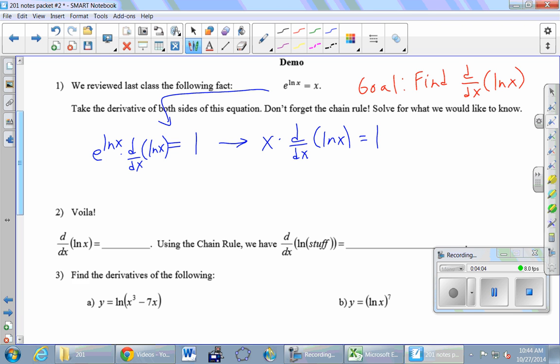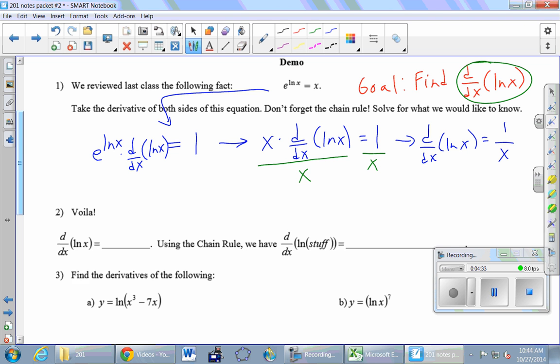And so we can then solve that equation for this thing right here, the derivative of ln of x. That's what we're after. What do we do to both sides to get that derivative by itself? We divide both sides by x. And then we're left with the derivative of ln of x equals 1 over x. That's it. That's the derivative of the natural log function. It's 1 over x.